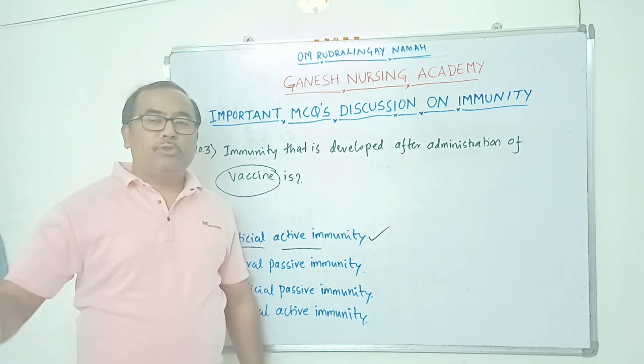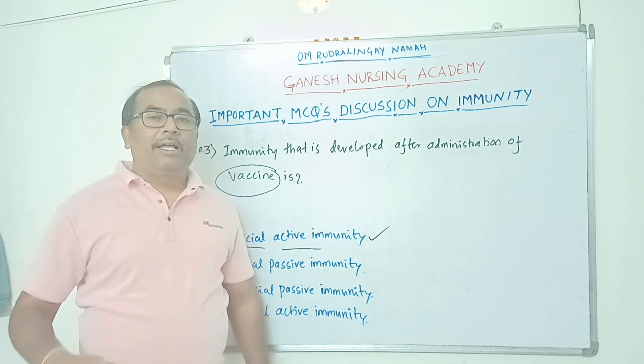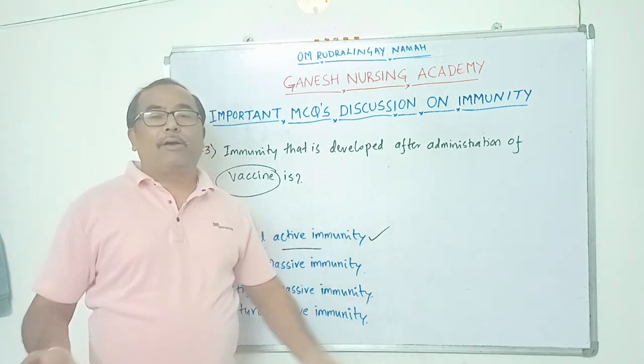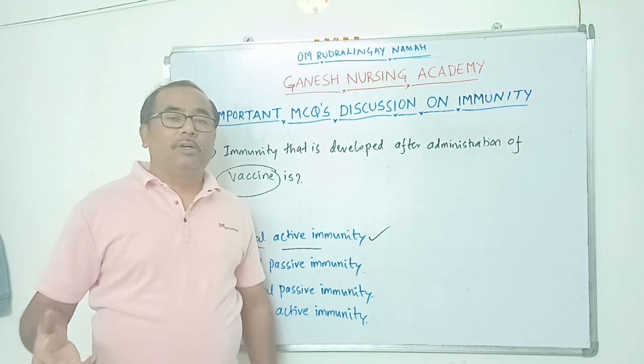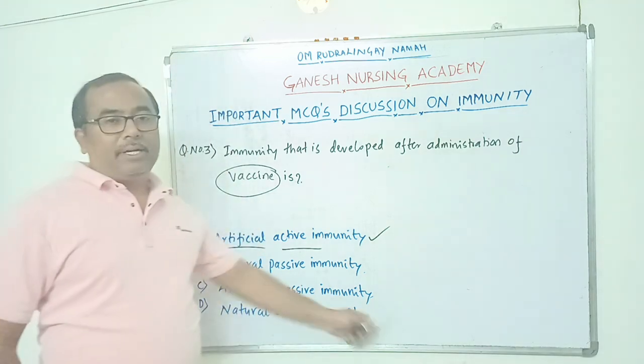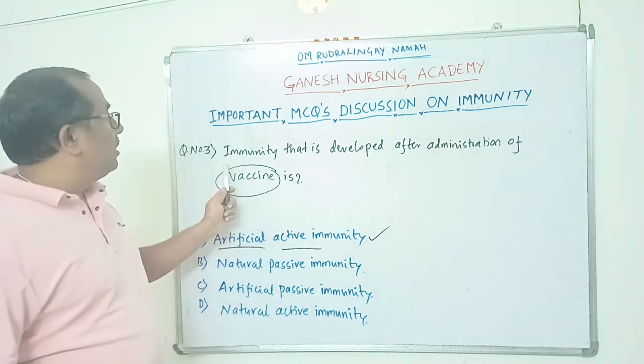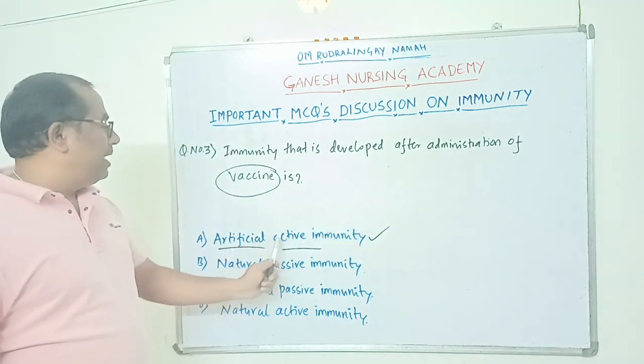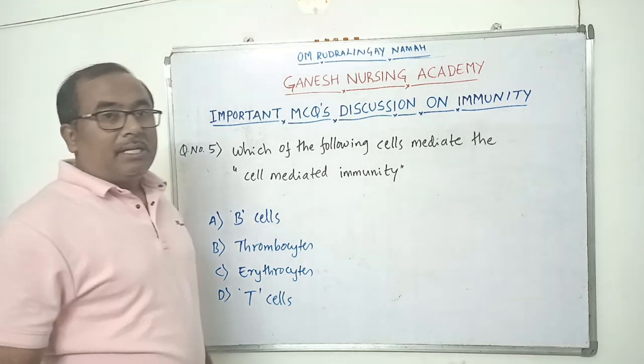If he is exposed to any microorganisms, our body starts preparing the immunoglobulins or antibodies against those microorganisms actively, naturally. So that is known as natural active immunity. So the answer: immunity that is developed after administration of a vaccine is artificial active immunity. Okay, dear students, let's see the next question.